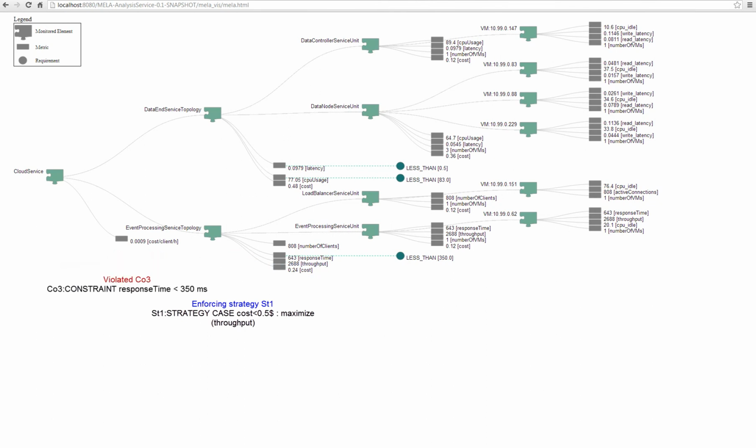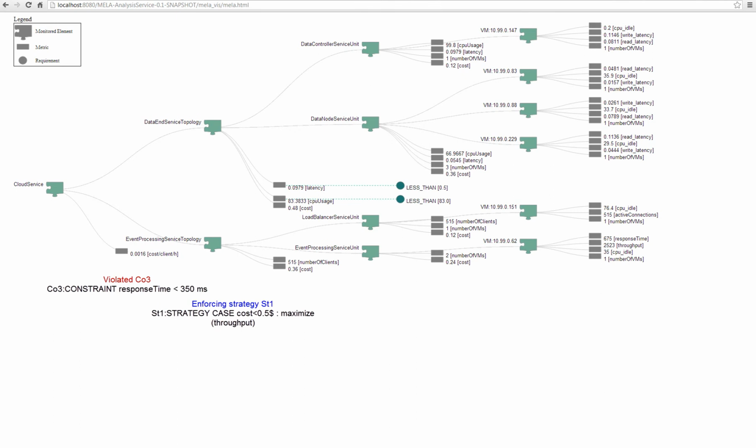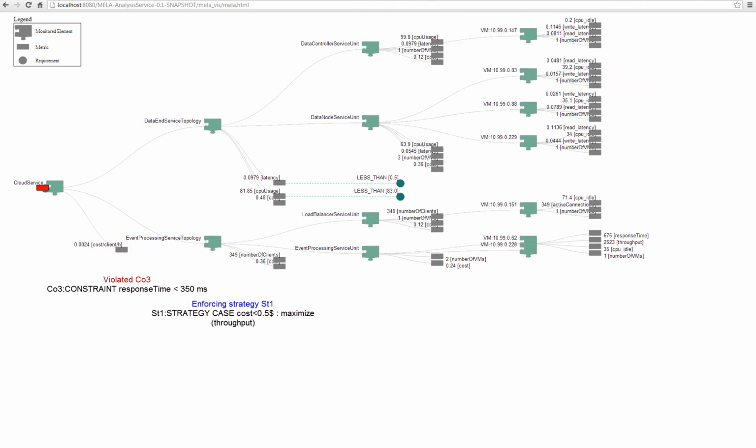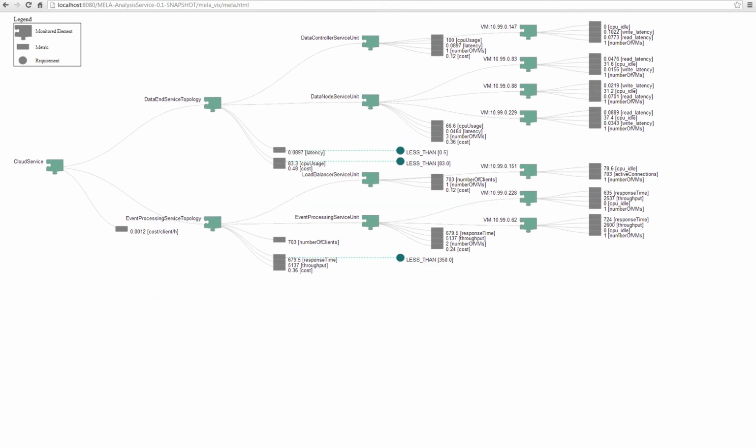Since their response time should be less than 350 milliseconds, and the strategy ST1 states that the throughput should be maximized, the SYBL control system decides on adding a new virtual machine for the event processing service unit.